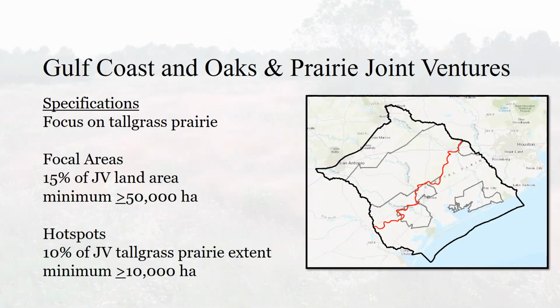And the map over here shows the dividing line between the joint ventures in red. And it also shows the Gulf Coast joint venture already has focal areas, these gray polygons down here, while Oaks and Prairies has a set of focal counties. Our approach was meant to drill down into these areas a bit, and also to see how selections made by our models compared to those already made by the joint ventures.